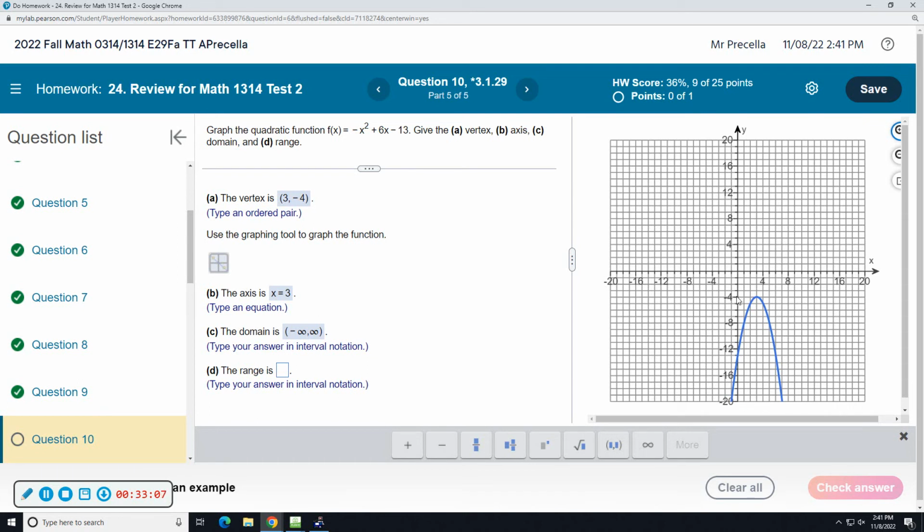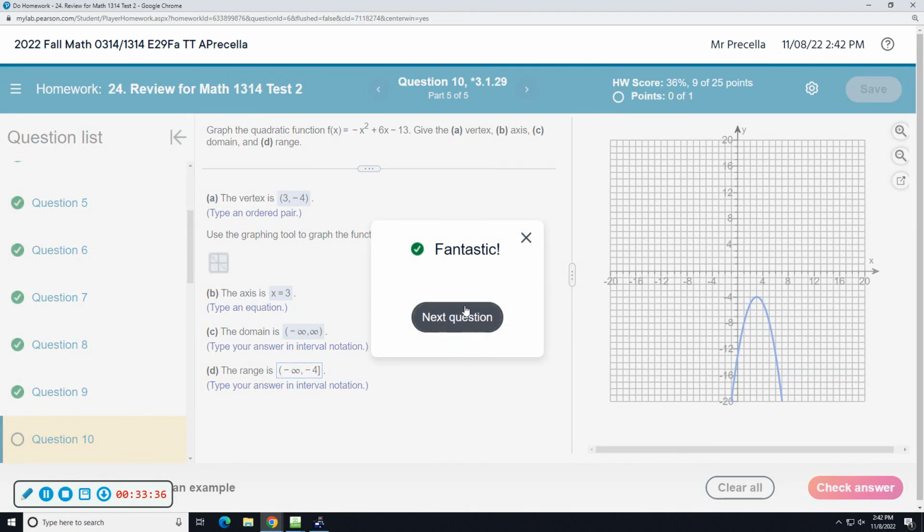Remember, when you're typing interval notation, you have to go small to big. You can't go -4 to -infinity. You always put a parenthesis in front of -infinity, comma, -4. You put a bracket, because -4 is used as a y coordinate. There it is at the vertex. That's why you use a bracket. Check answer. Any questions?